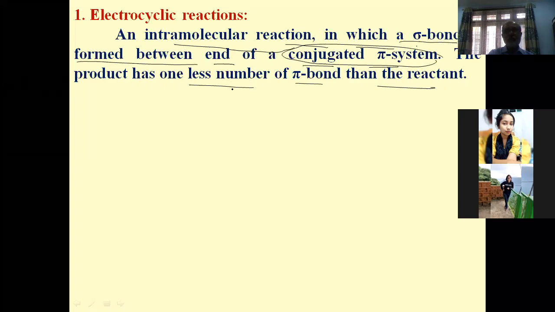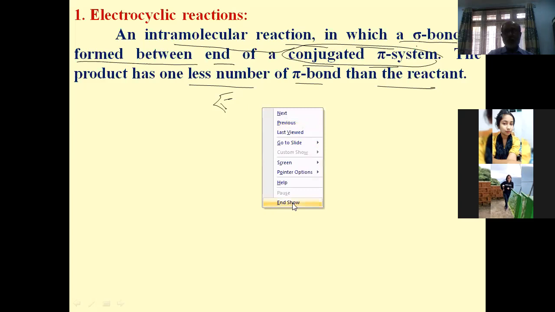So what will it involve? It will involve a conjugated pi system. At minimum we should have two conjugated pi bonds. It may have 3, 4, 5, or 6. So with that number of conjugated pi electron systems, when it is reacted either thermally or photochemically, we get a cyclic product. That is your electrocyclic reaction.